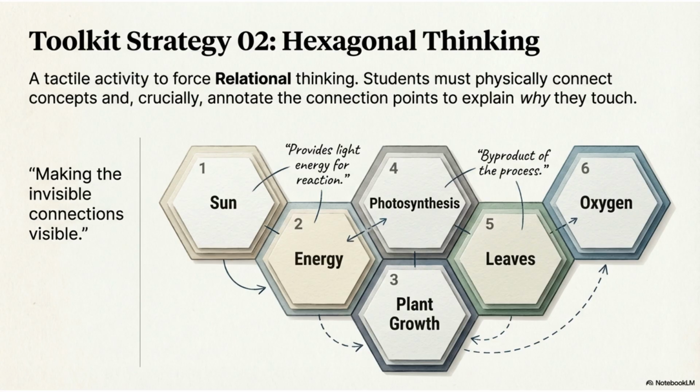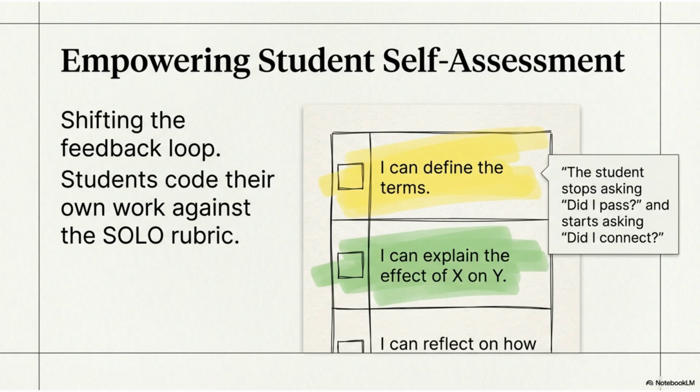Hexagonal thinking is a strategy to force relational thinking. It's a tactile activity where students physically connect concepts and, most importantly, annotate the connection points to explain why those concepts touch. Empowering student self-assessment means shifting the feedback loop.